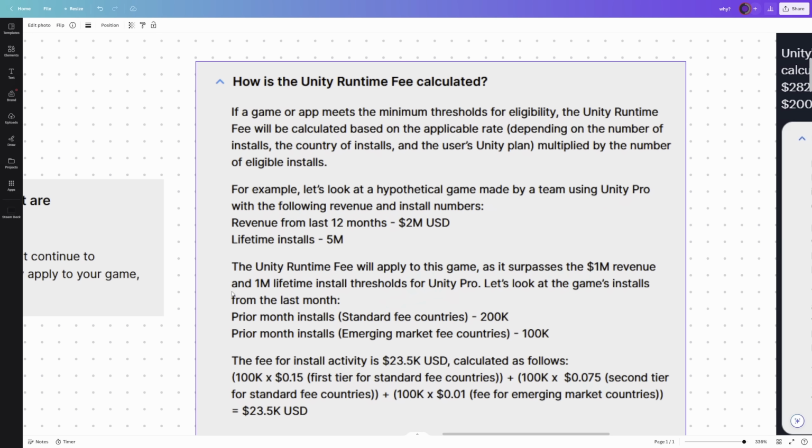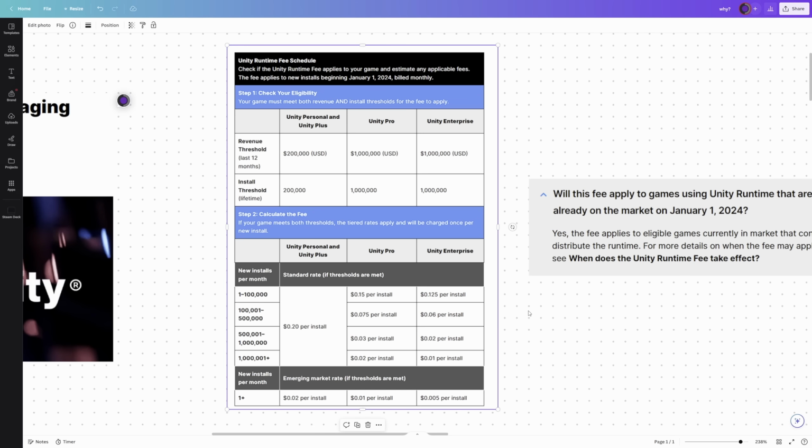What else? Here's a breakdown. Here's an example. If a game app meets the minimum thresholds, then the fee will be calculated based on the applicable rate, depending on the number of installs, the country of installs, and the user's Unity plan, multiplied by the number of eligible installs. So for example, here there's 5 million installs. The revenue from the last 12 months was $2 million. So yeah, the developer is going to have to pay 20 cents every time a customer installs this in a standard country. They do have an emerging market rate, so 2 cents every time it's installed.